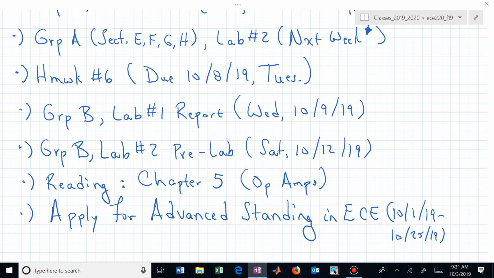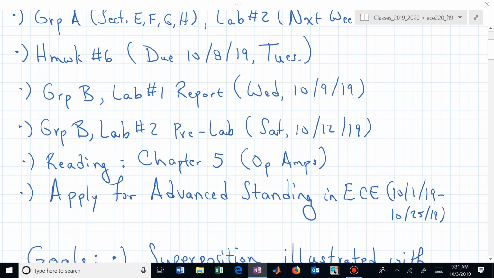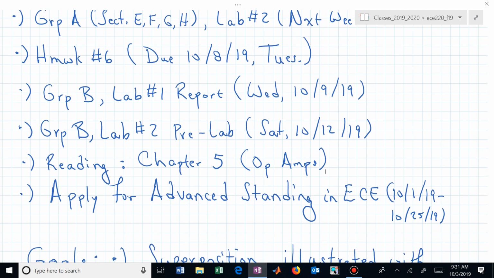We'll be talking about superposition today, and that's the last of Chapter 4. Group B, you have your split activities going on. Next week you need to turn in your Lab 1 report on Wednesday and your pre-lab for Lab 2 on Saturday. As I started, we are getting into op amps tomorrow, so you might look ahead and read, browse, however you read the material initially for Chapter 5.